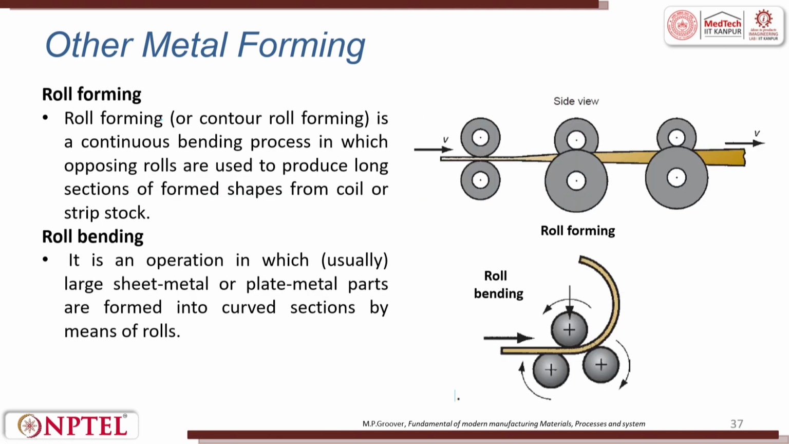Roll forming process is also there, a continuous bending process in which opposing rolls are used to produce long sections of formed shape from coil or strip. So it starts from here, then it forms a long strip, right. These are side views, and then you have the V, which is the roll. These are the rolls, and here we give a coil or a strip.